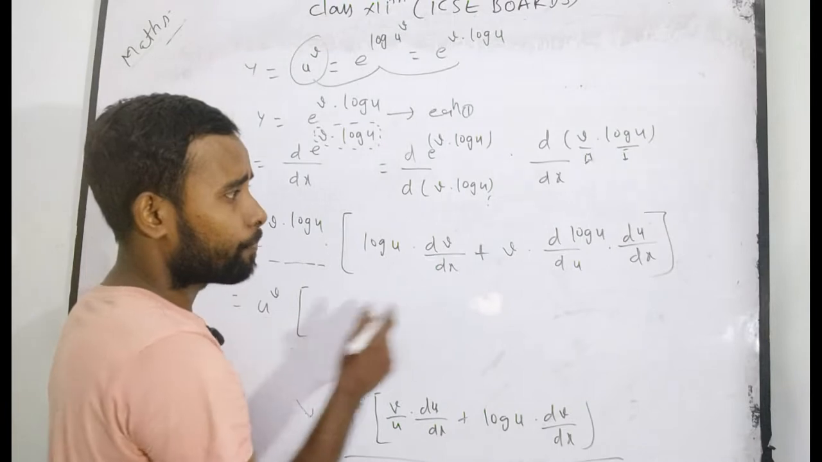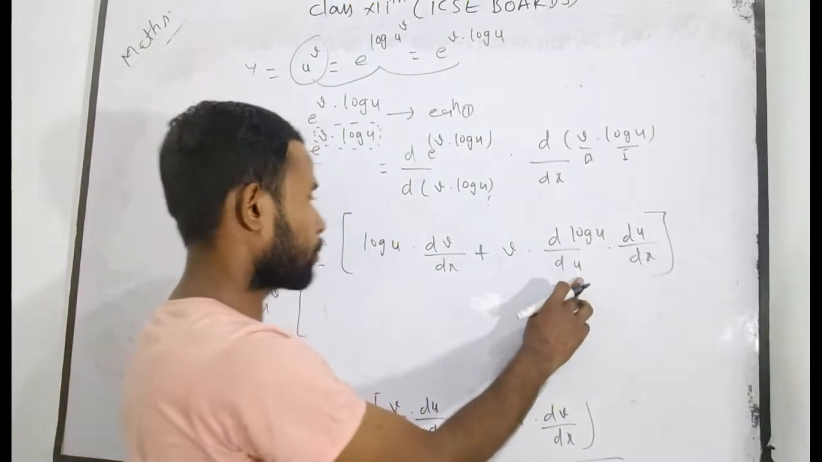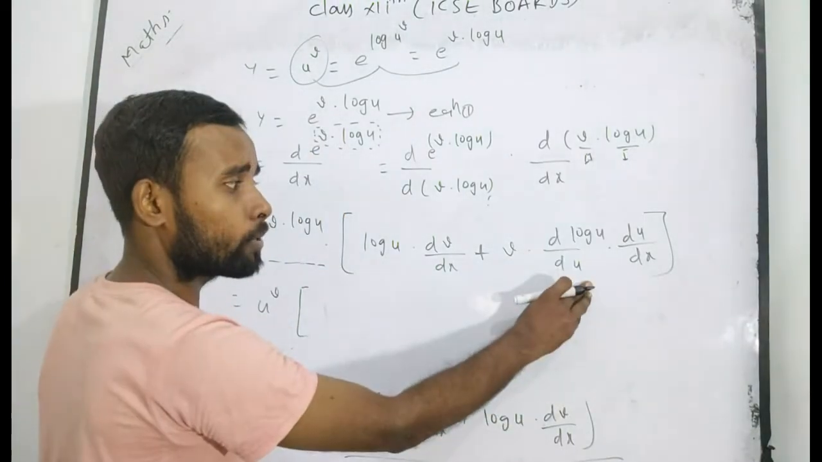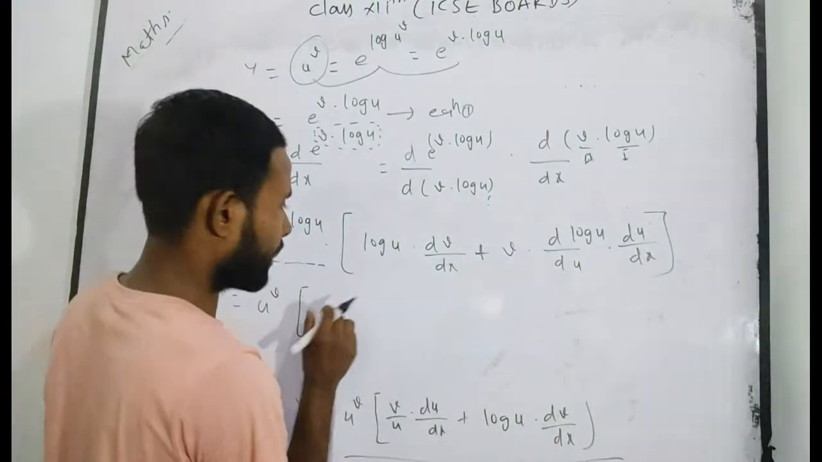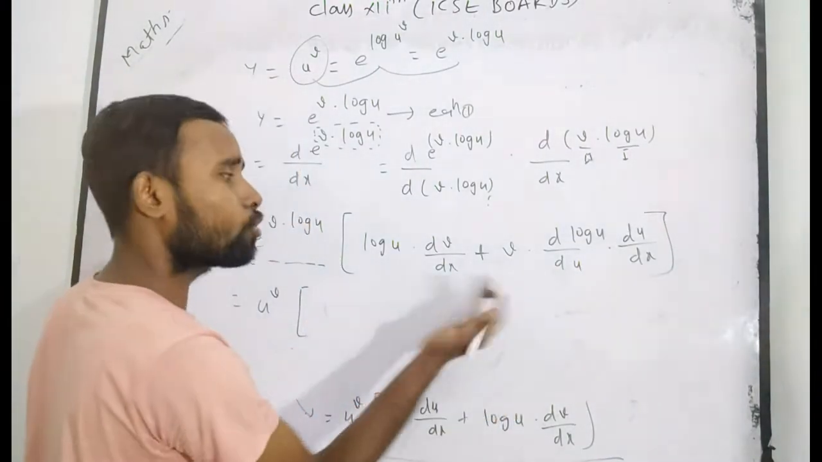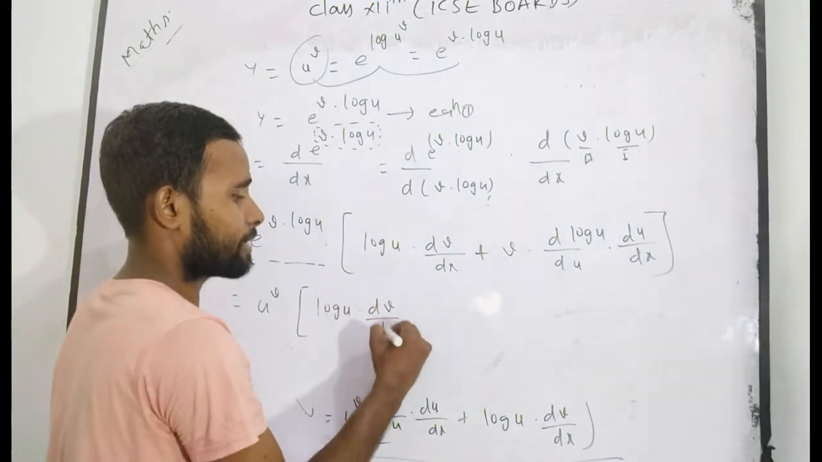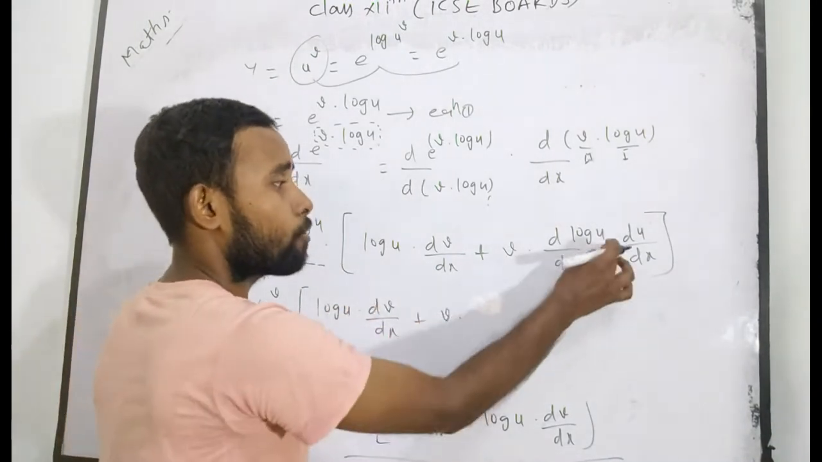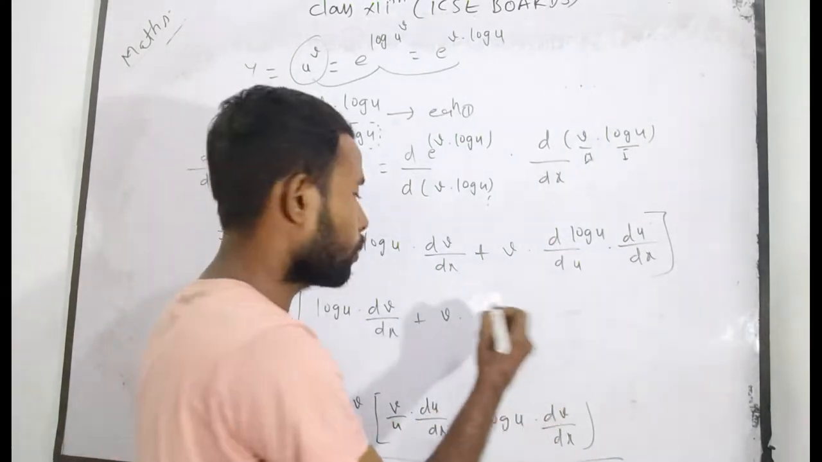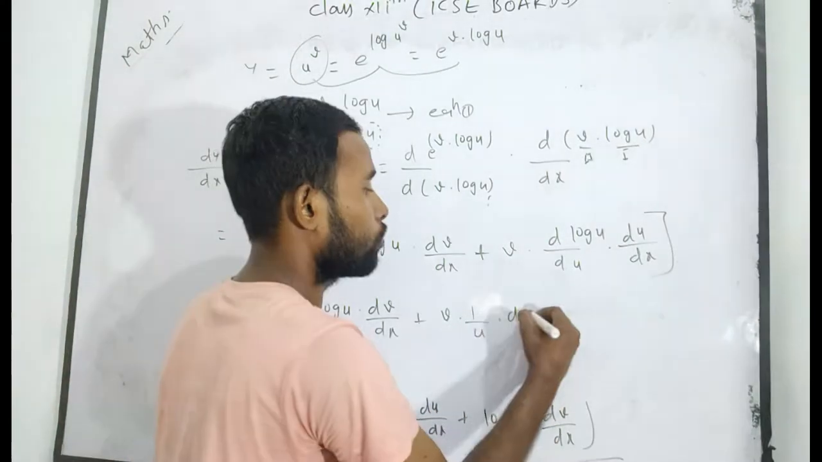You can write here the derivative of log u with respect to u. I want to write this term here and this term here, which will be very helpful. Don't worry. You can write log u into dv dx plus v into the derivative of log u with respect to u, which will be 1 upon u, so it will be 1 upon u into du dx.